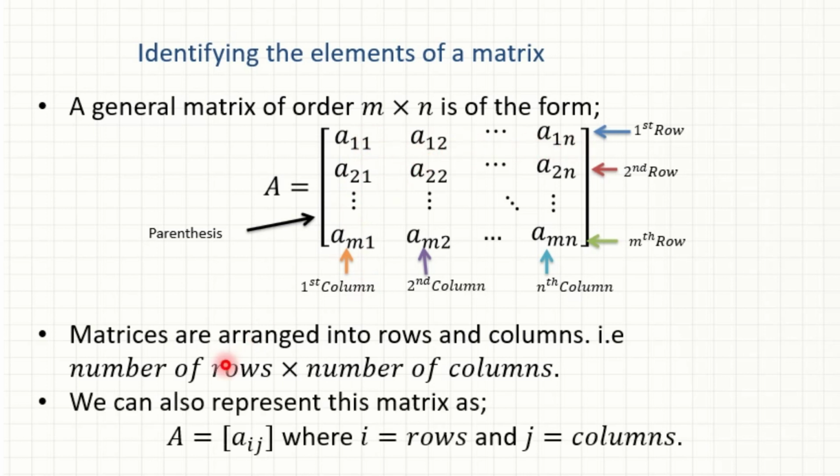We can also represent a matrix as Aij. This matrix here, we can represent it as Aij. A is our denotation for a matrix, as we said earlier in the definition. And Aij that is enclosed in a parenthesis here, it means that a is our entry, i is the rows, and then j is the columns.